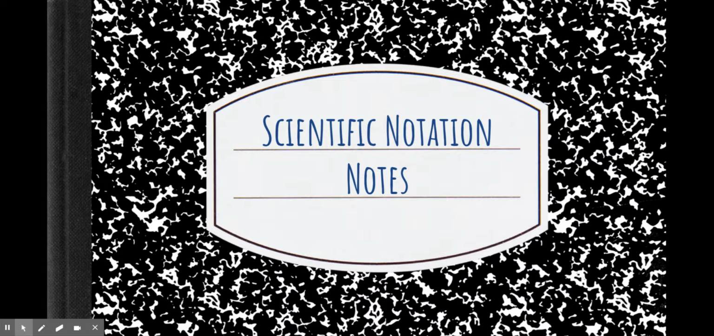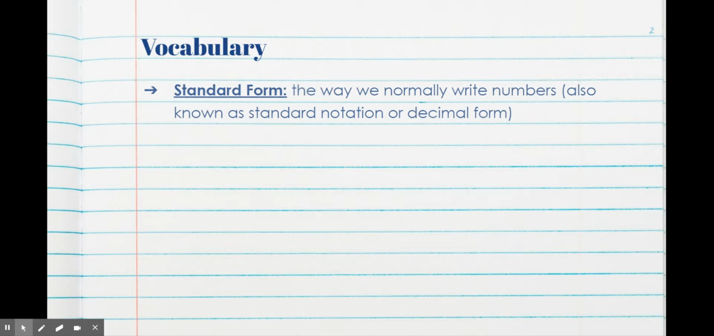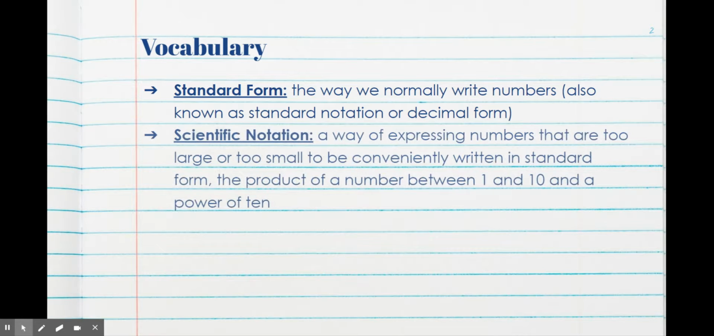Today we're going to be learning about scientific notation. So before we begin, let's look at some vocabulary words that you need to understand before actually writing numbers in scientific notation. First is the definition of standard form. Standard form is the way that we normally write numbers. This is also known as standard notation or decimal form.